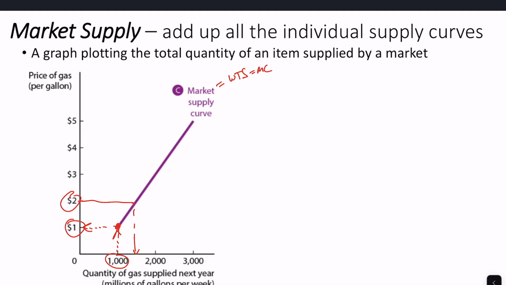Other things to note: it's upward sloping. As price goes up, quantity goes up for this market supply curve. It follows the law of supply, just like our individual supply curves as well.